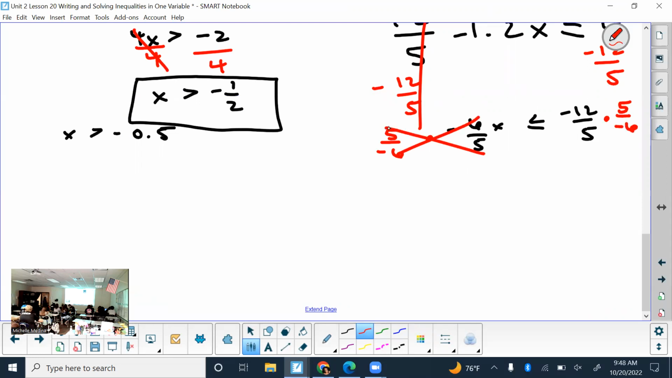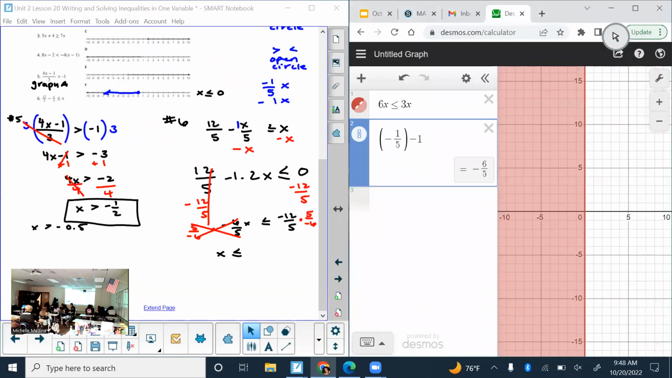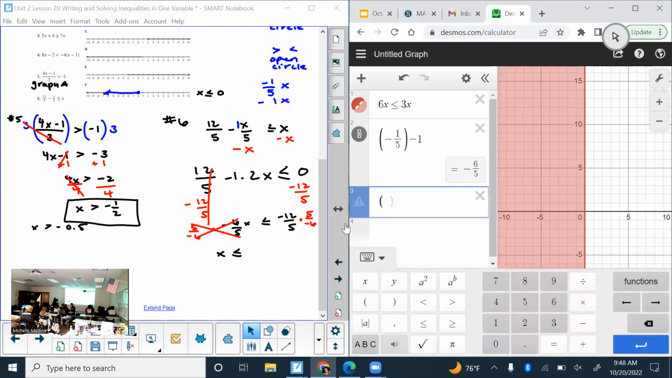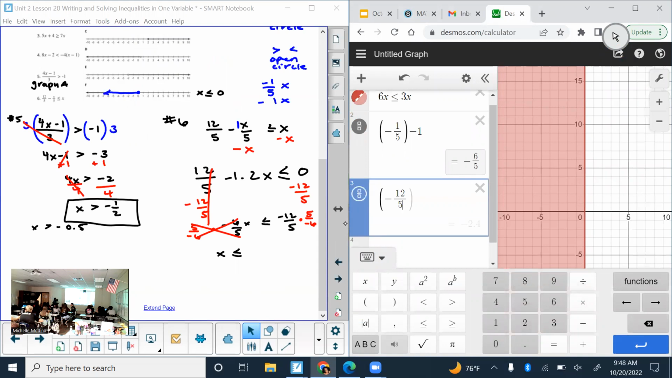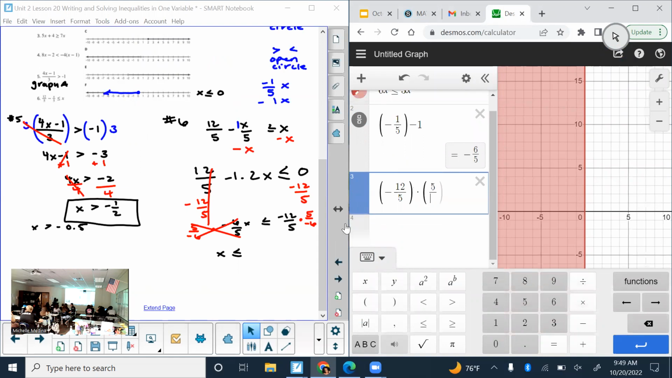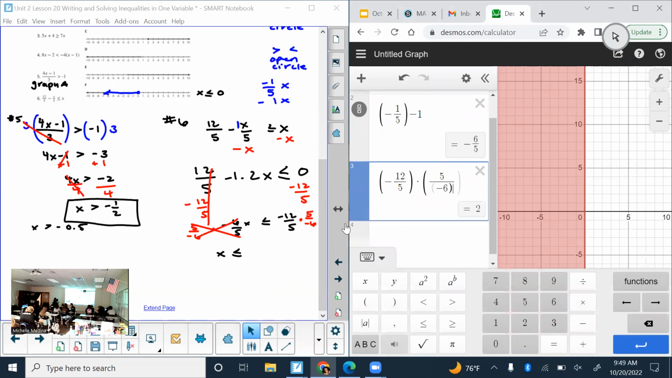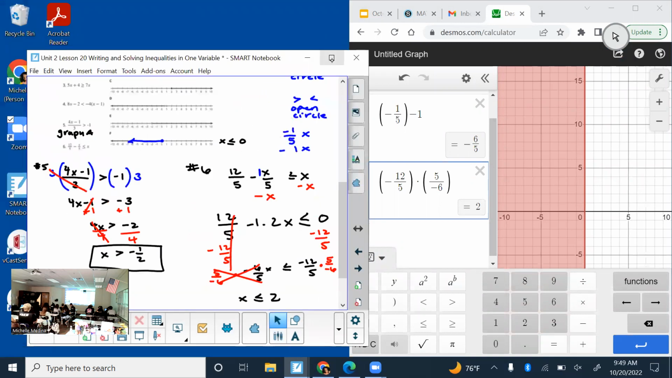Good. If you don't like fractions, put it in your calculator. Make sure that you put it in parentheses. So then, all right, parentheses, negative 12 divided by 5 times parentheses 5 over negative 6. Sorry, backwards arrow out of it. All right, I get 2. Sorry, I know that was a lot of work, but that's the process. I'll follow all the same rules. You just have to know how to use a calculator. So 6 should have been x less than or equal to 2.